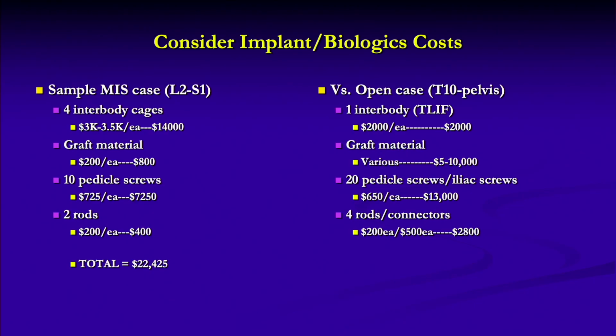Same case done open is going to typically be T10 to pelvis. Here you might have 1 interbody for the posterior column. So I dropped the cost down there for the interbody. Graft materials vary. BMP is a common graft choice. Can be anywhere from 5 to 10. If you're Larry, you might use $20,000 or $30,000 for the BMP. Point is, it varies substantially posteriorly. 20 pedicle screws, 4 rods, cross connectors, and the total there with real direct hospital cost numbers about 25 grand.